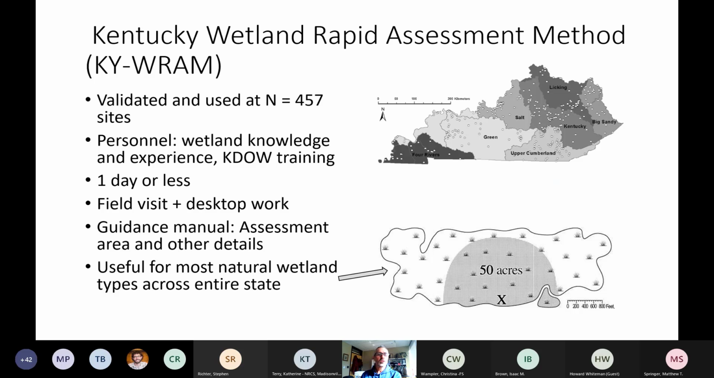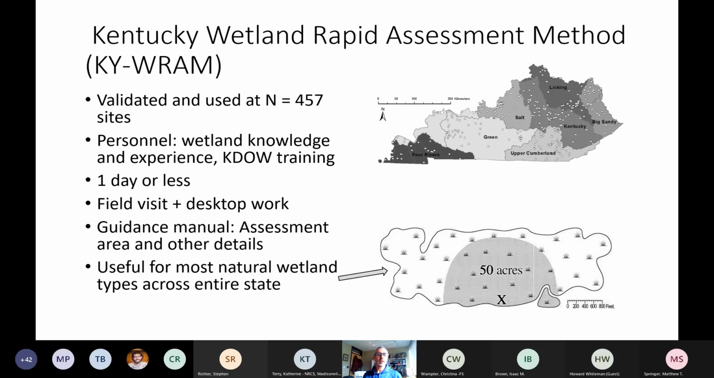The method itself is designed to be applied in a day or less, so that in a single visit to a site, you can fill out most of the information that would go into scoring that wetland using this method. It requires a field visit, basically. It also requires some desktop work, some basic GIS, some other database work to determine if there are endangered or threatened species at the site. There's a guidance manual to go along with this method, and it includes lots of details about determining what the appropriate assessment area is.